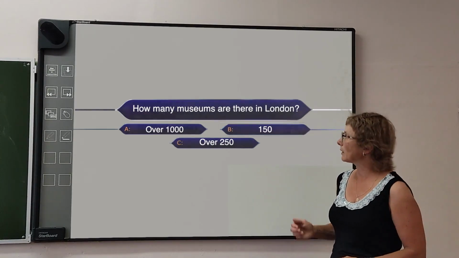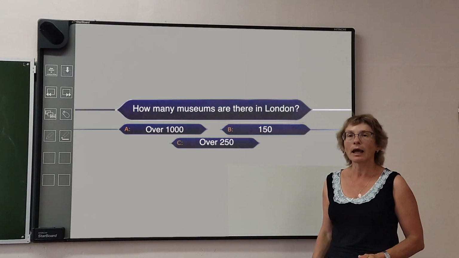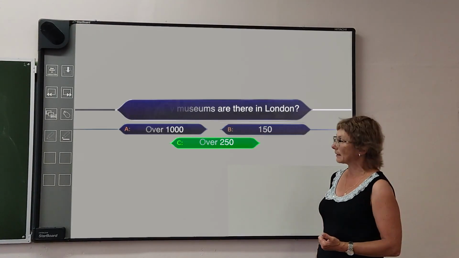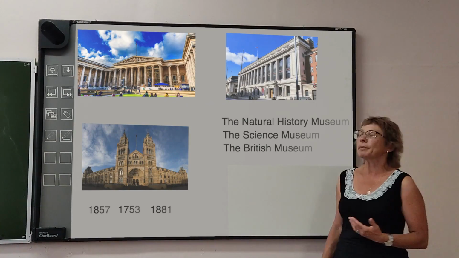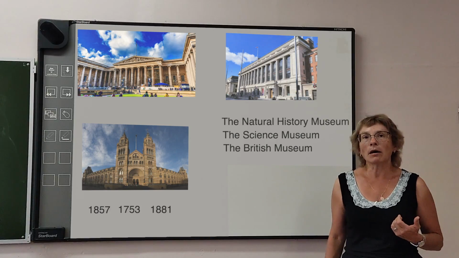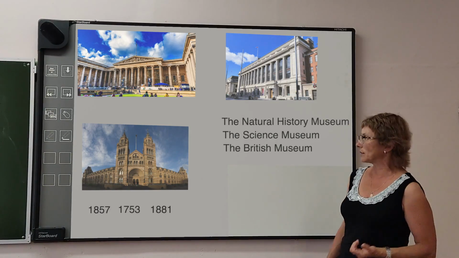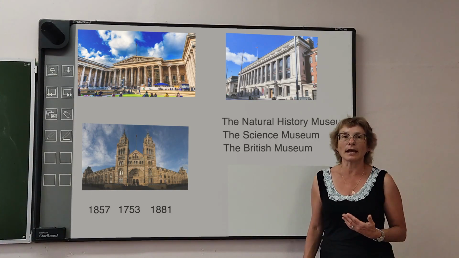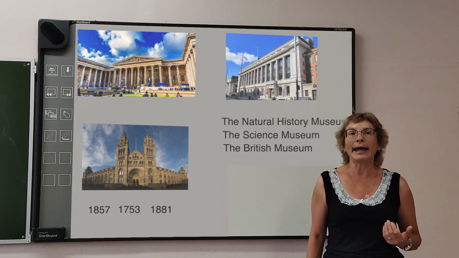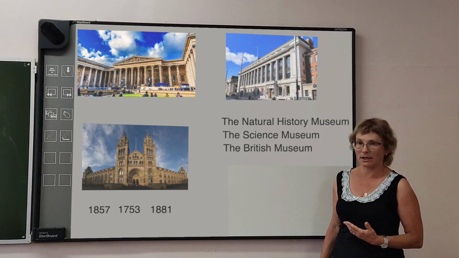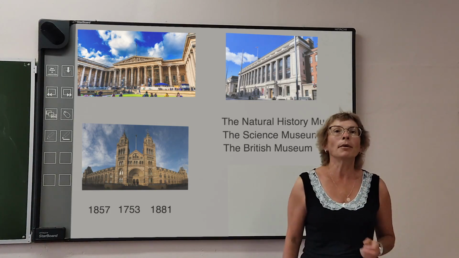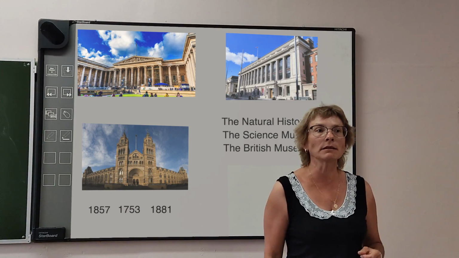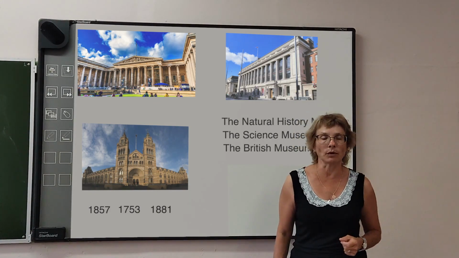Okay, let's compare your answer with the right one. There are over 250 museums in London. And here in the pictures you can see some of the most famous London museums. Can you match these pictures with the names of the museums and the years of their foundation? Please pause your video again, do the task, and then we will see if you were right.